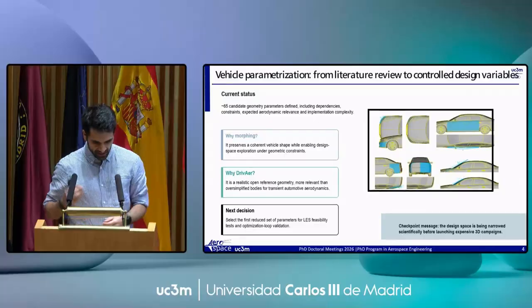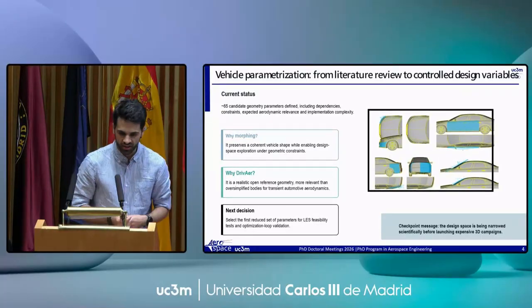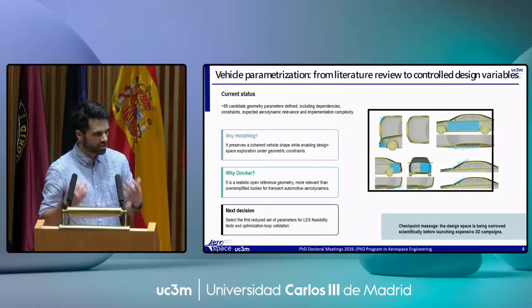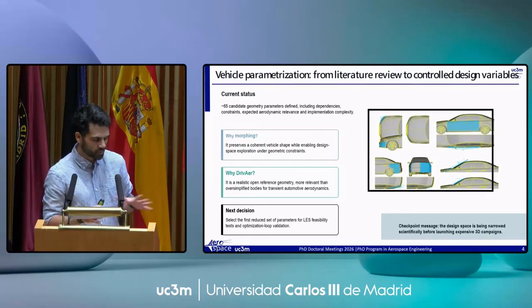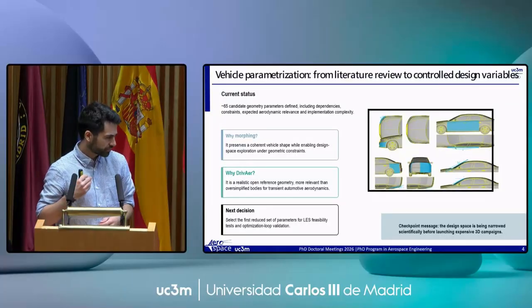So for doing that, I spent this year a lot of time looking at how you parameterize a car. And that is not trivial. A car is a 3D shape, a very complex geometry. So after researching the available literature, I came out with around 65, more or less, parameters to define a car.